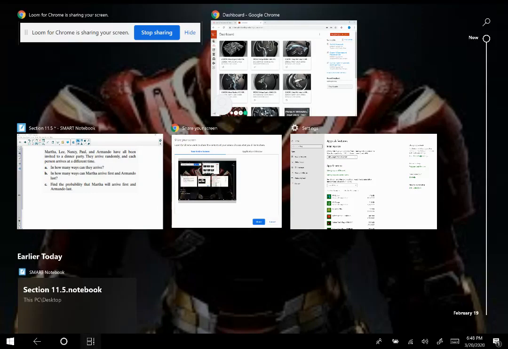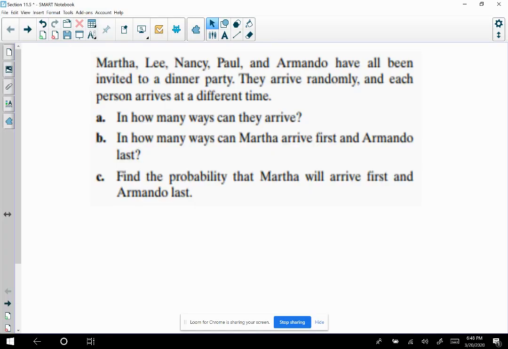Started with section 11.5. Okay, so 11.5 is taking everything that we've done from 11.1 through 11.3, which is counting principles, and then taking what we learned in 11.4, which is probability, and we're going to put it all together. So we're going to use counting principles to help us find probabilities of situations.